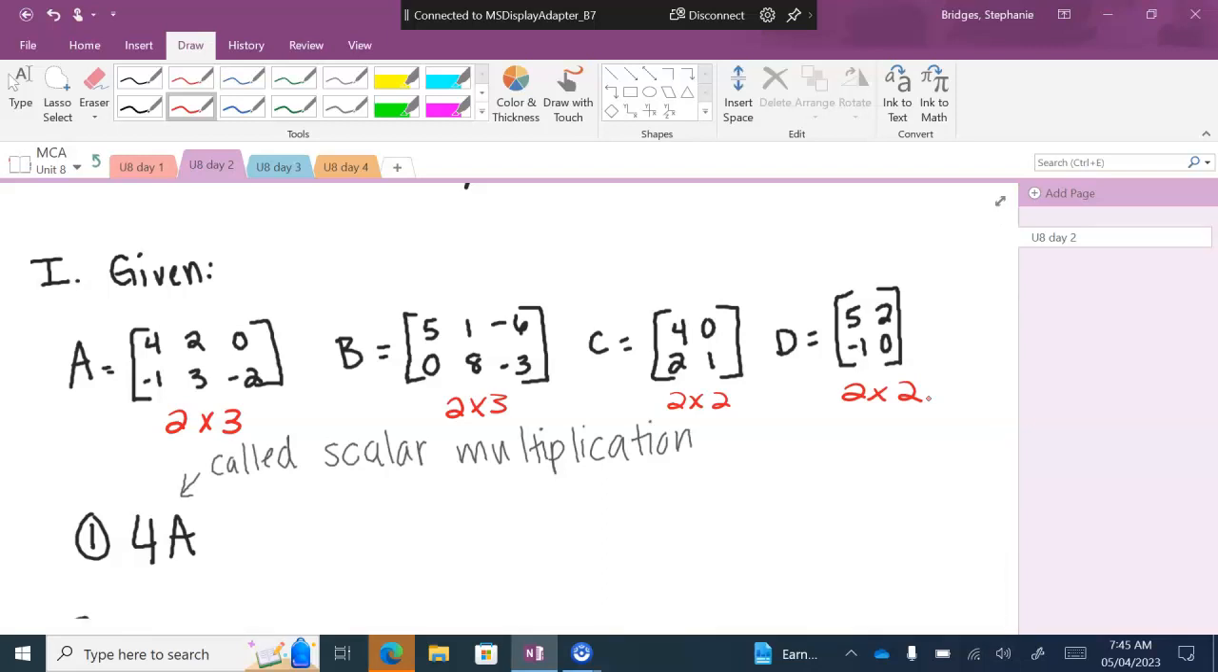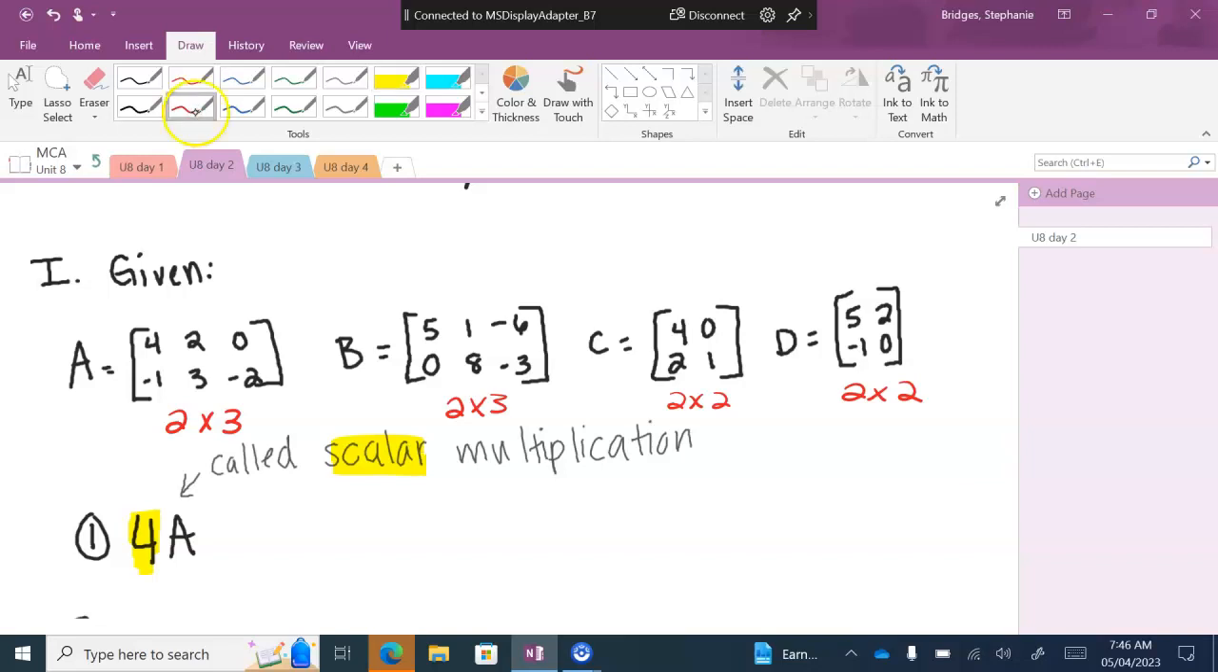So we're going to do scalar multiplication. That 4 right here is called a scalar. That will be a question on your test as well. Whenever you're taking a number and multiplying it by a matrix, that number is called the scalar. And you literally take that 4 and multiply it by every element in A.